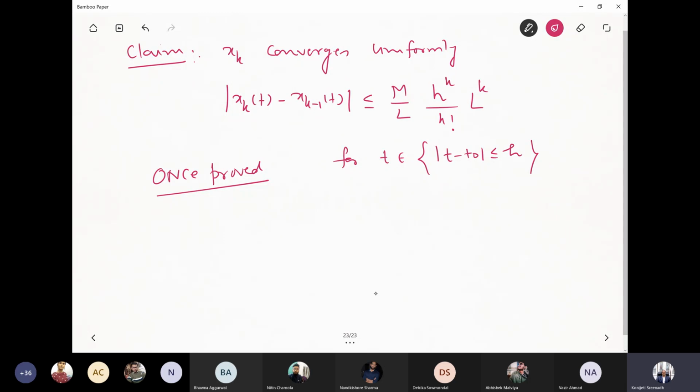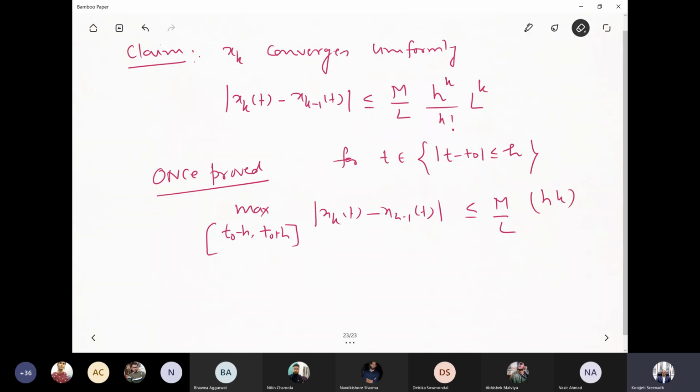then I can take the maximum over t naught minus h to t naught plus h of the same thing, right? So this is less than or equal to M by L into (hL) power k by factorial k. Now this is the infinity uniform norm of xk plus 1 minus xk. So if we show that this goes to 0 as k tends to infinity, then it is uniformly Cauchy. Right? So why does this go to 0?